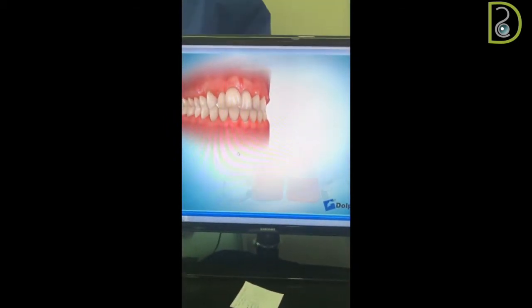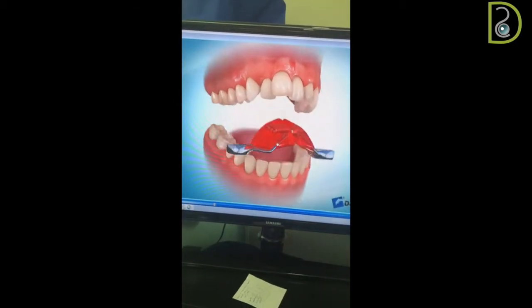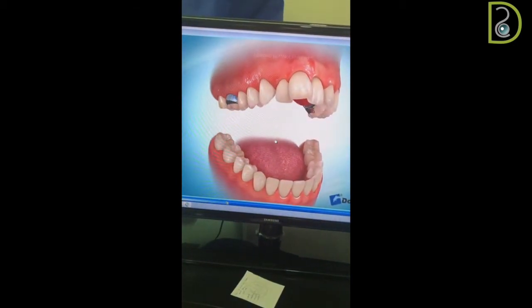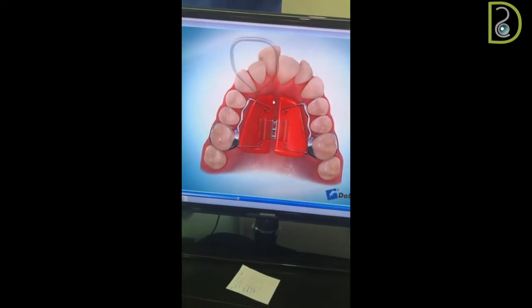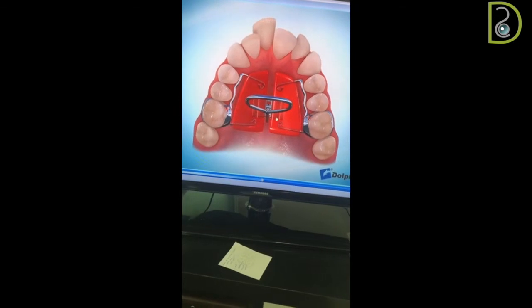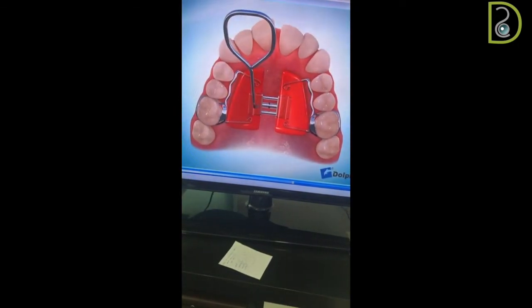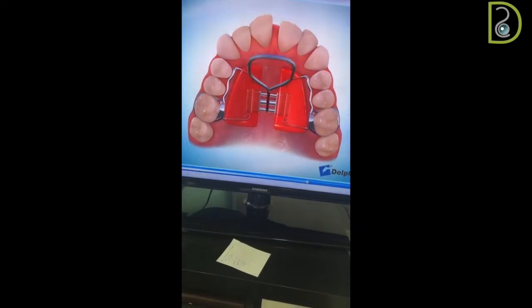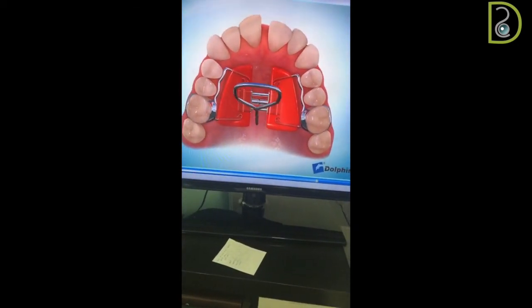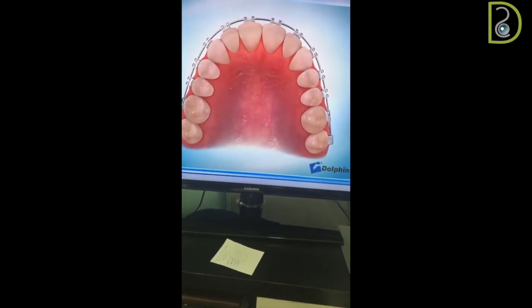This is one kind of expansion. This is the Haas expander. He adds an acrylic to it, and he uses it in adults. But the problem, sometimes you get gingival ulceration and inflammation from the palatal tissue. Now, let's say our patient is an adult. He came with a very narrow maxilla. What can we do for this? We can expand, but with surgery.